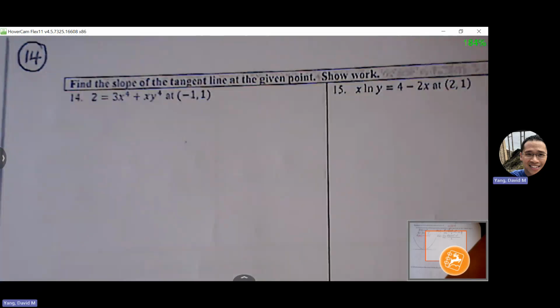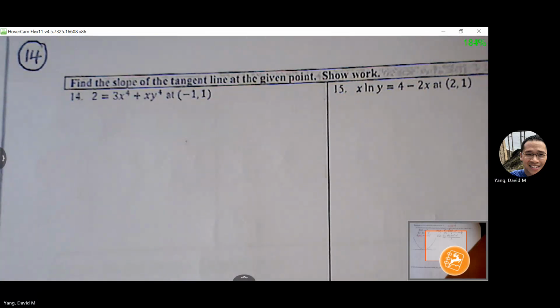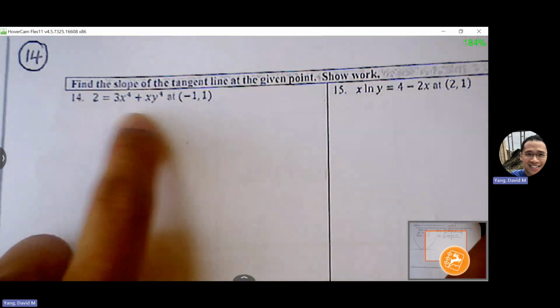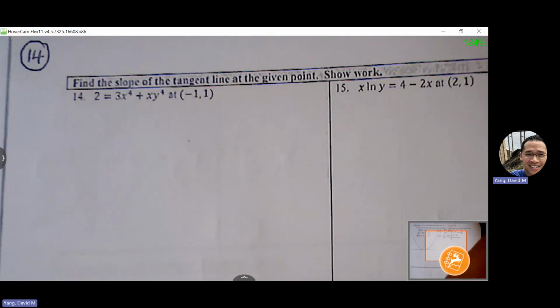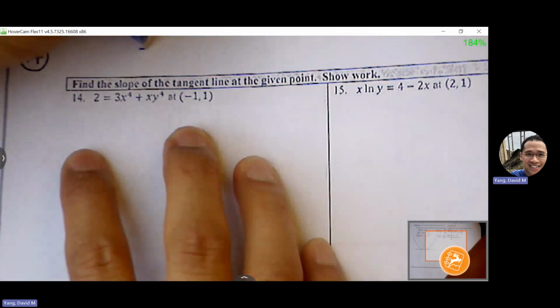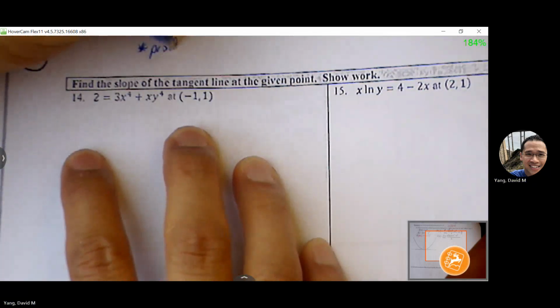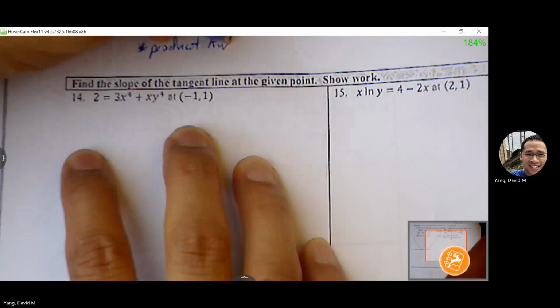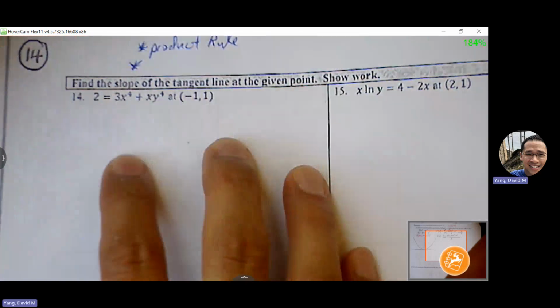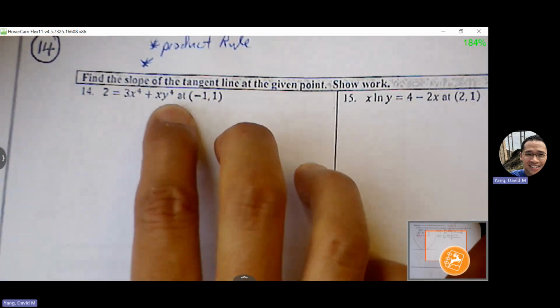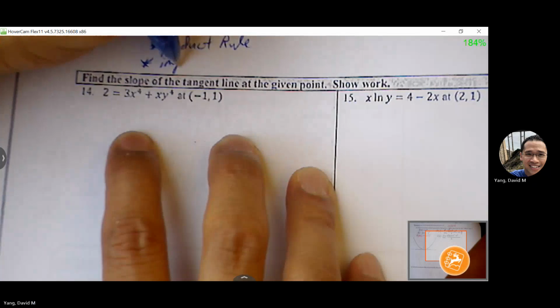Find the slope of the tangent line at a given point. So go ahead and build your derivative first. Once you find your derivative, your dy/dx, then you can plug negative 1, 1 in to find the slope. But let's talk about what process is needed to do the derivative. Product rule. Okay, what else? You see y's mixed into the equation, right? So implicit as well.